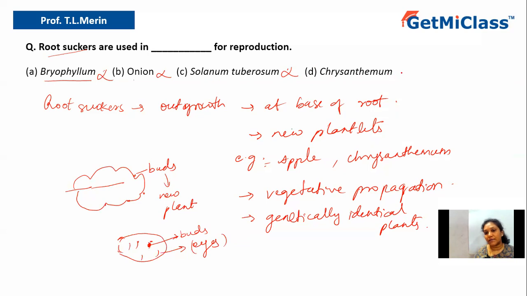Now, chrysanthemum, I have already told you, chrysanthemum are a type of plants which will give rise to root suckers. So they produce root suckers, and hence they will reproduce by giving rise to new plants from these root suckers. So option D, that is chrysanthemum, is the right answer. Root suckers are produced in case of chrysanthemum.